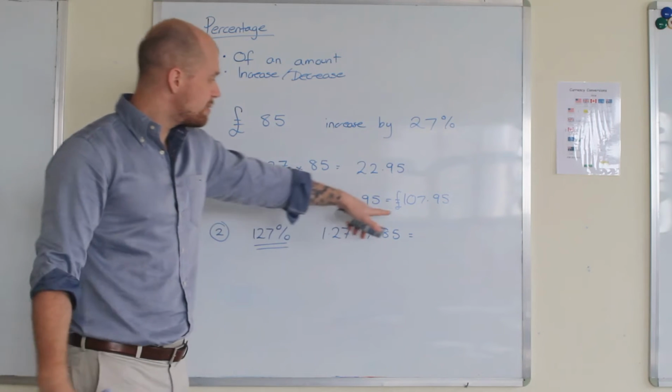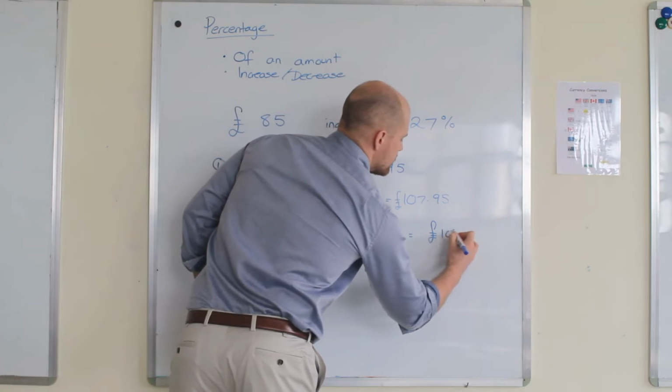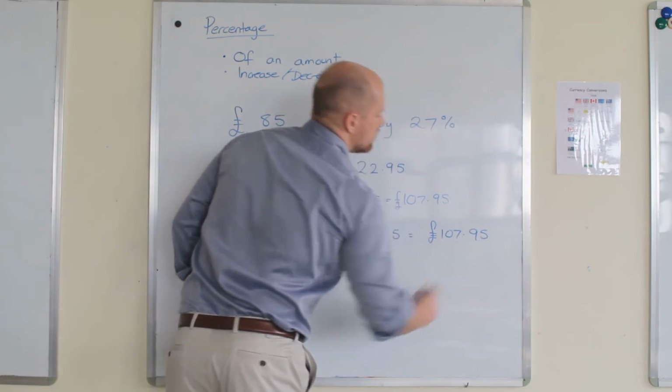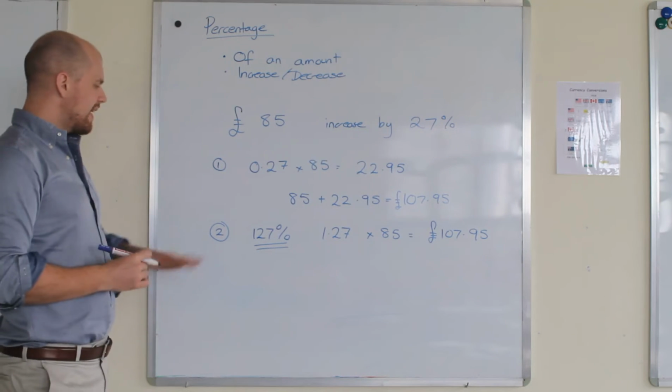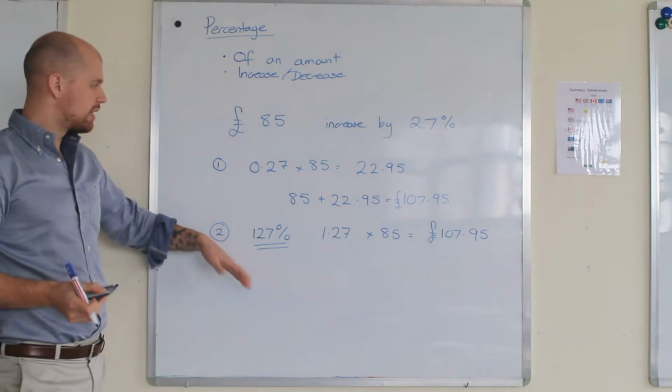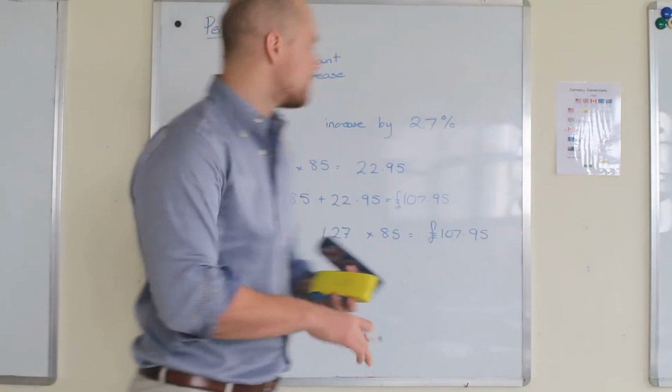So in my calculator, I would do 1.27 times by 85. Don't need to do it though, because it will be exactly the same thing as this. I will get 107.95. And it doesn't matter which method you use. It should be clear that this method's slightly quicker, because it's one step less. But you can use either method, it doesn't matter.